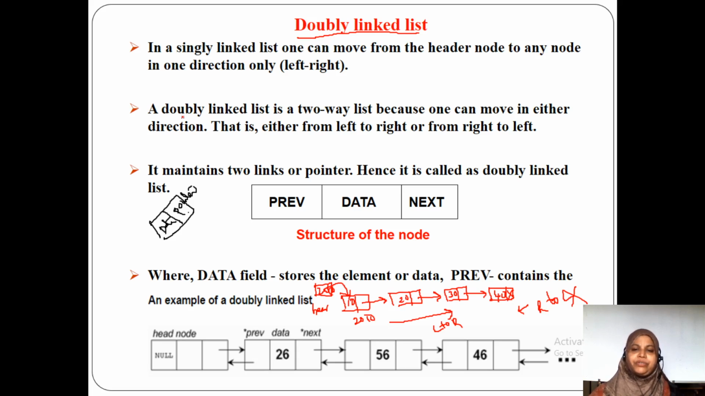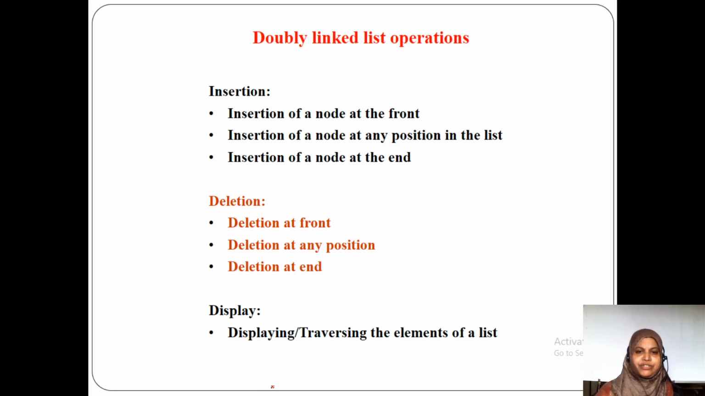Why? Because here we use two pointer fields. One pointer field stores the address of the previous node, the other stores the address of the next node, and the data field stores the information of that particular node. In the same way, here also we have the head node. The head node contains the information of the first node. We already discussed this.